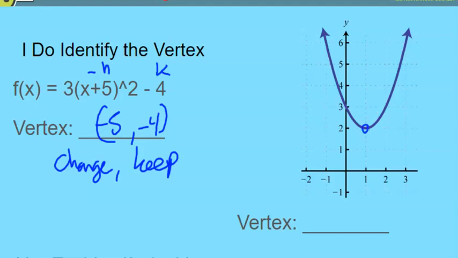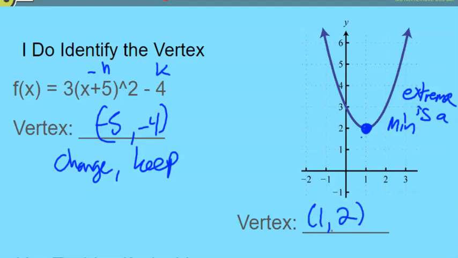The vertex of this graph would be this extreme value right here. It's a minimum. The extrema is a minimum. So this vertex is 1, 2. So 1, 2 is your coordinate point.